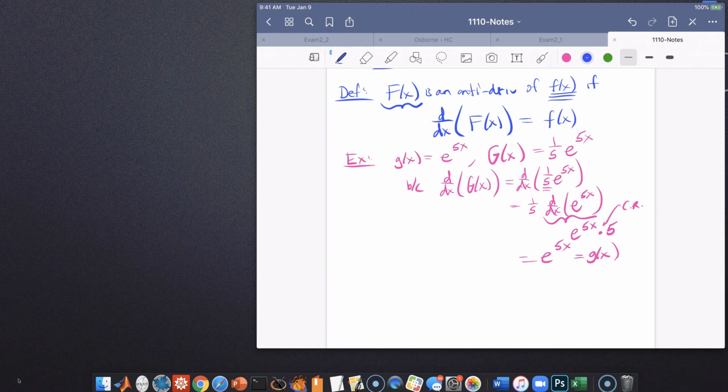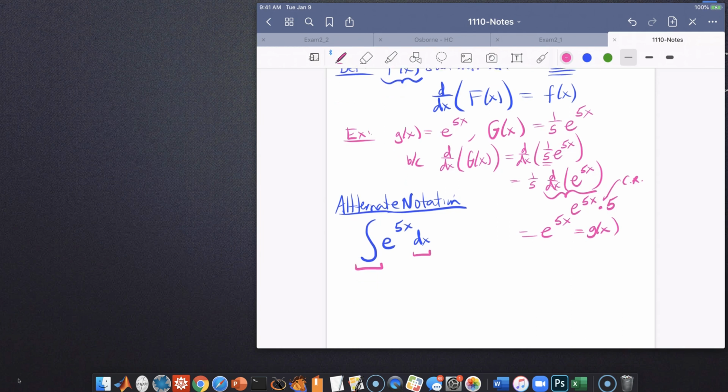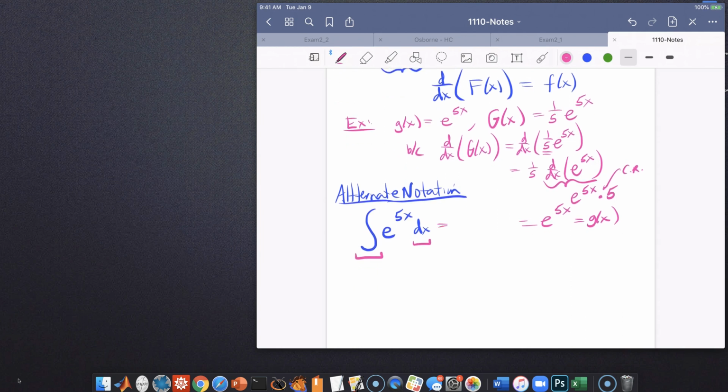Another notation we might see is an alternate notation, and we're going to see this a lot more in the next several days. Perhaps a bit shorter, if you want to find the antiderivative of e to the 5x, this elongated s symbol combined with the dx notation is the antiderivative of the function e to the 5x.